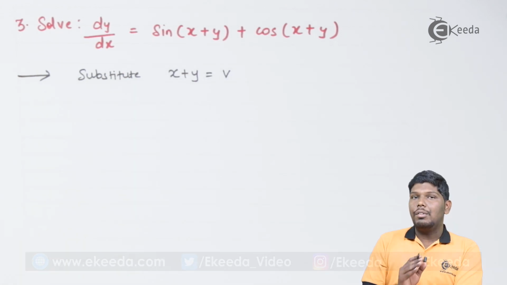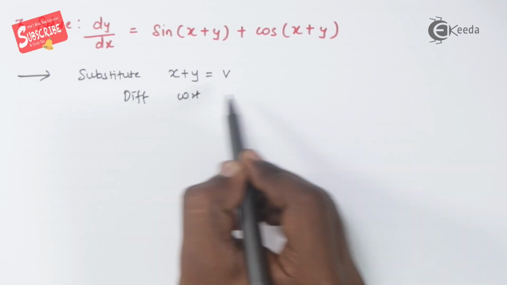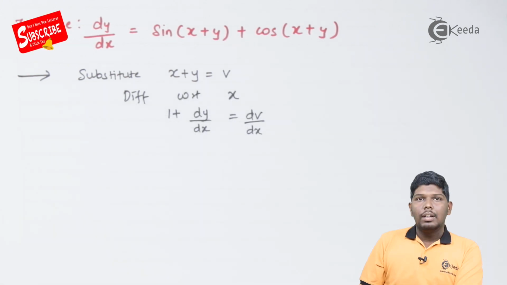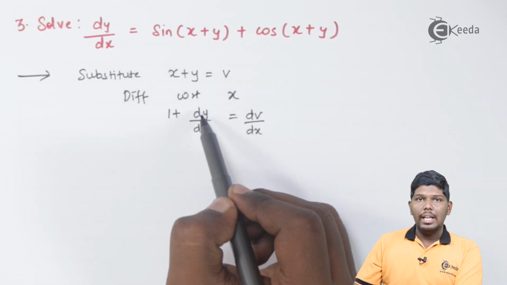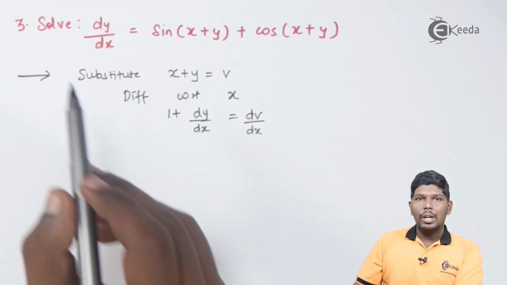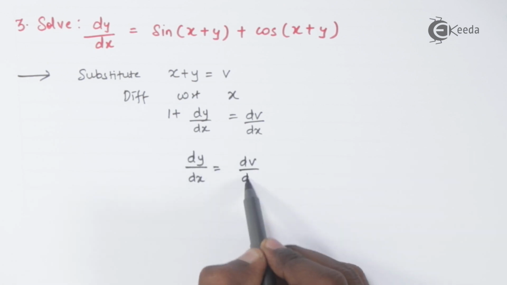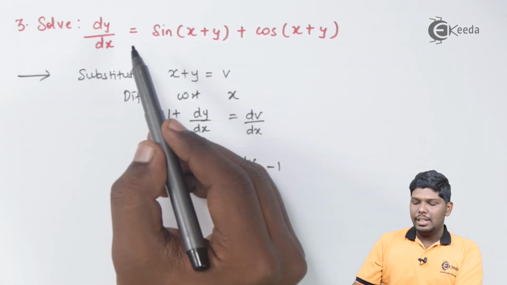Then we will check whether we have dy by dx or dv by dx. We have dy by dx, so we are going to differentiate with respect to x. In the next step, we have derivative of x as 1, derivative of y as dy by dx, and derivative of v as dv by dx. Here you can find the value of dy by dx first. That will be dv by dx minus 1. Now let us do the changes in the required sum.